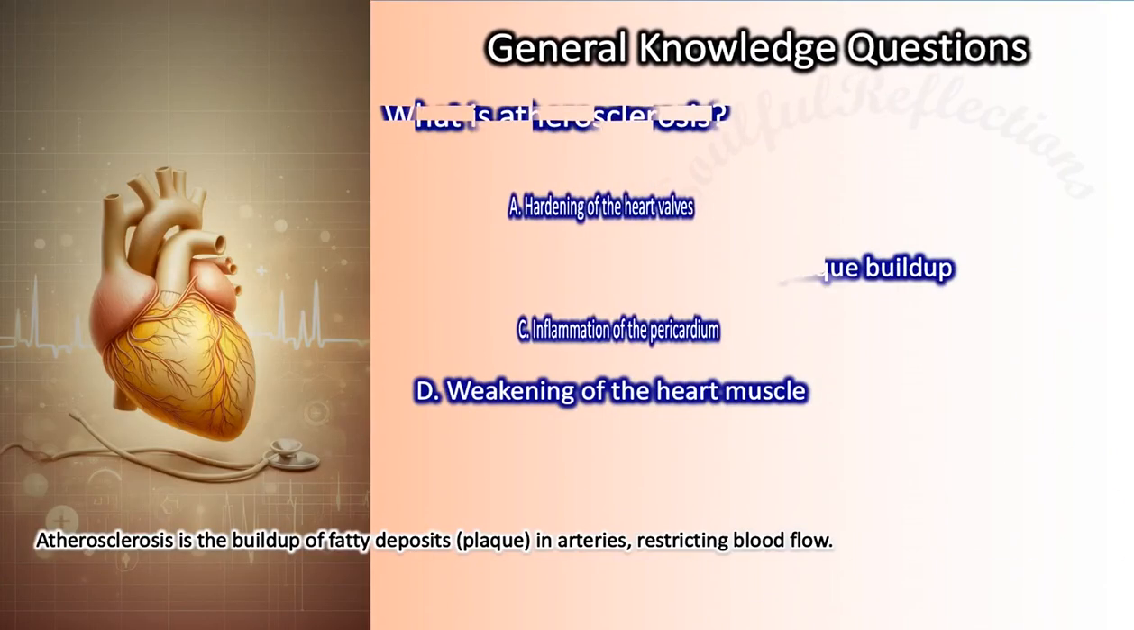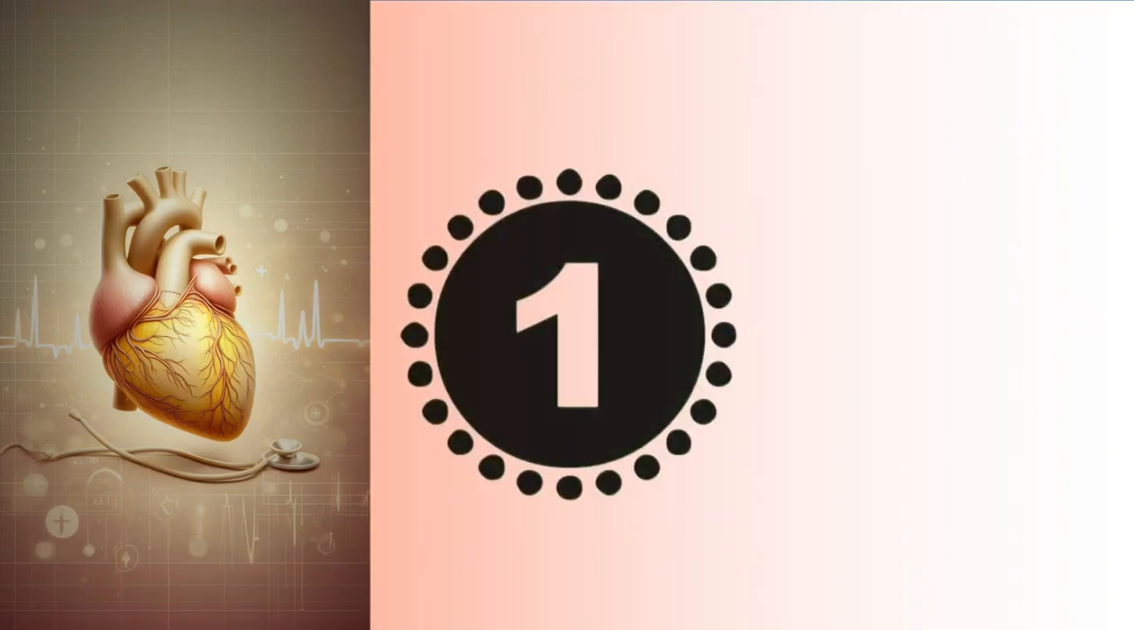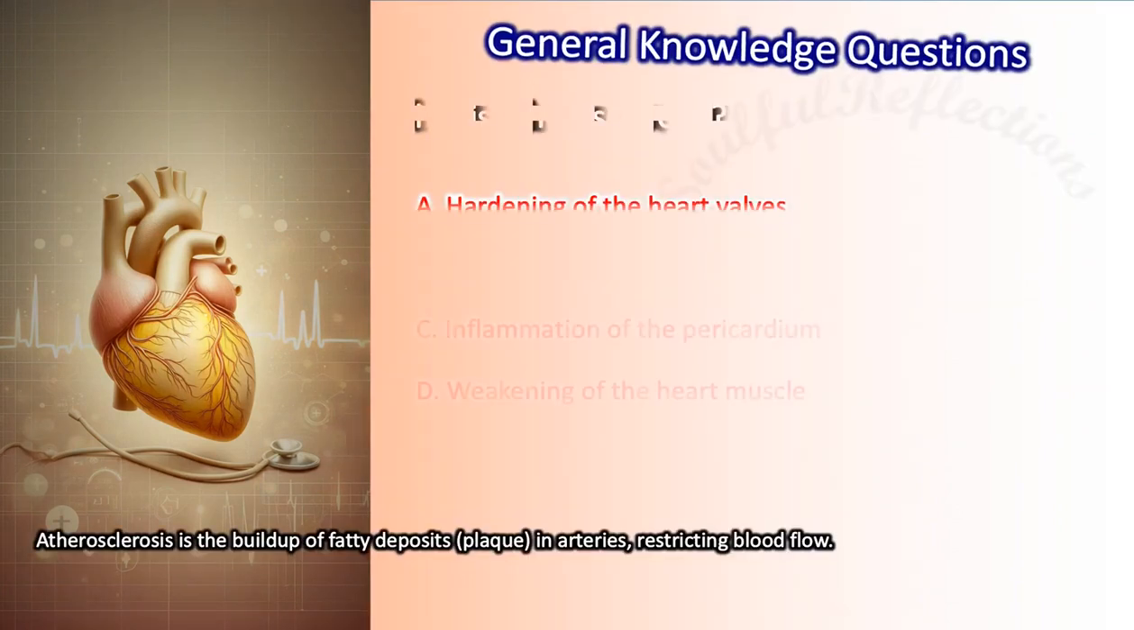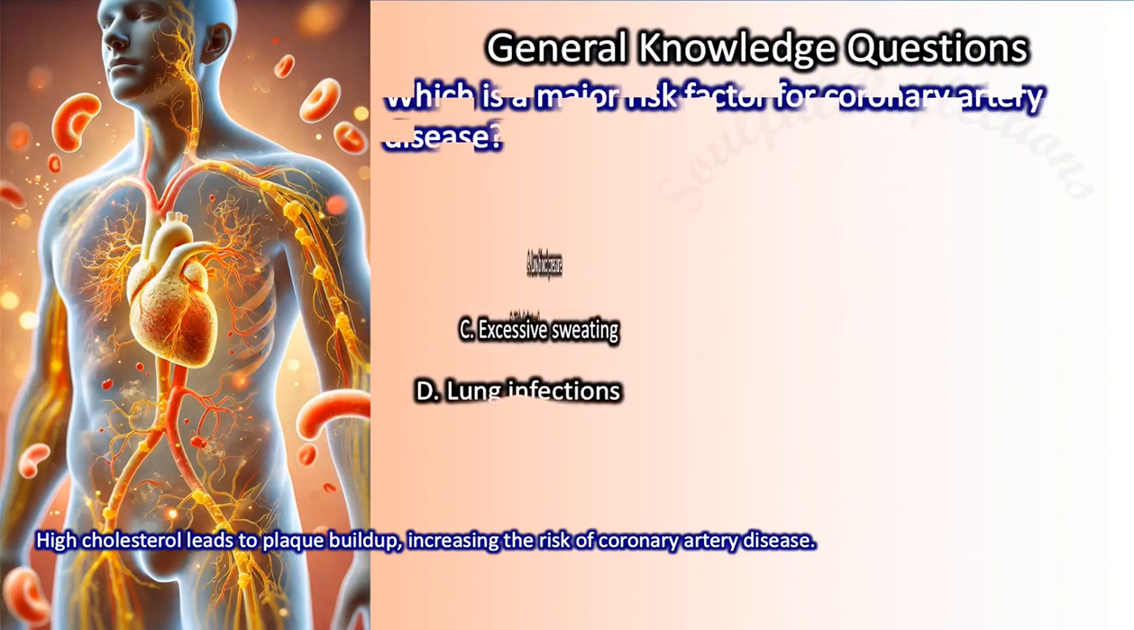What is atherosclerosis? Option 1, hardening of the heart valves. Option 2, narrowing of arteries due to plaque buildup. Option 3, inflammation of the pericardium. Option 4, weakening of the heart muscle. The answer is Option 2, narrowing of arteries due to plaque buildup, which is a major risk factor for coronary artery disease.